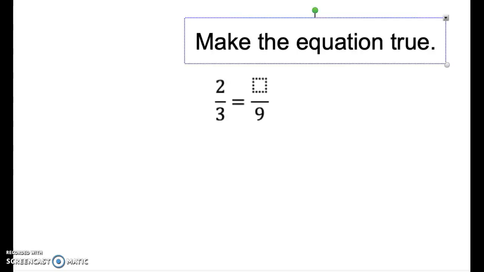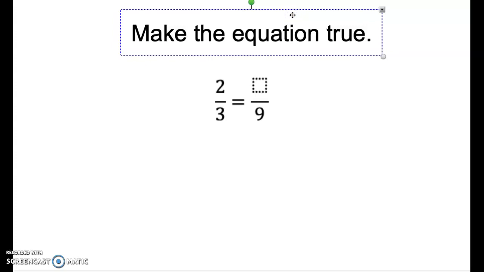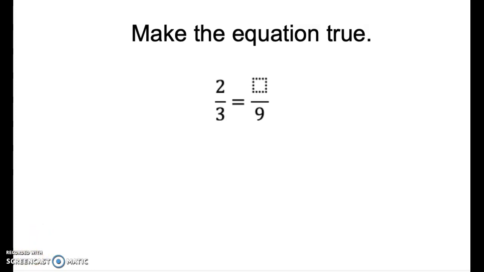All right, so this was one that I noticed several of you missed, and you were to find the number that makes the equation true. We're using a lot of the skills that you've already built this year, and one of those is just your multiplication facts. So you've got to stop and think, what would you do to 3 to change it to a 9? Since the numbers get bigger, we know that we've got to multiply.